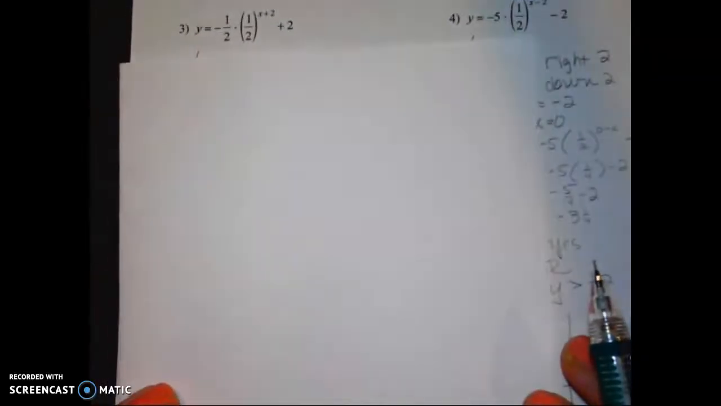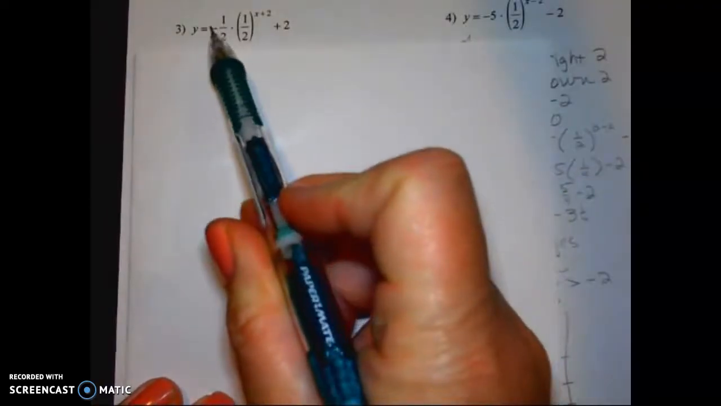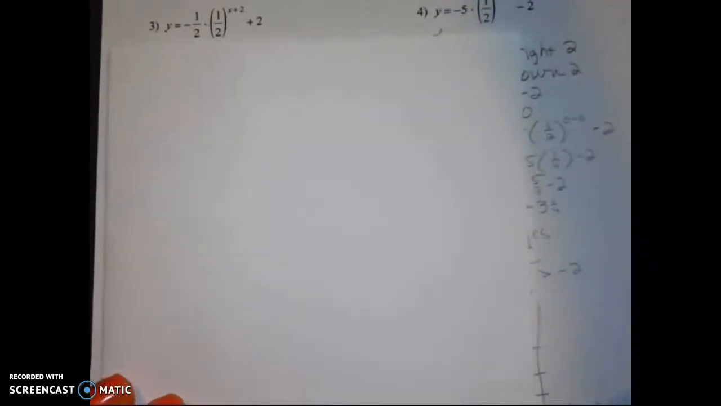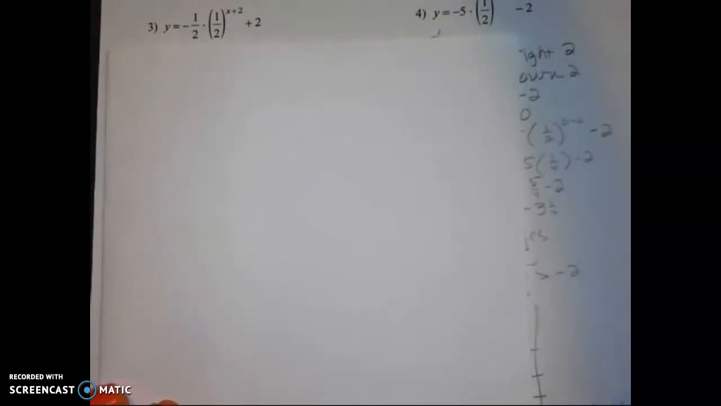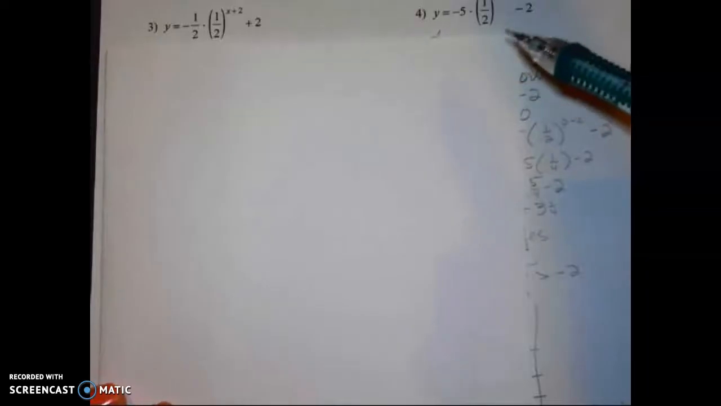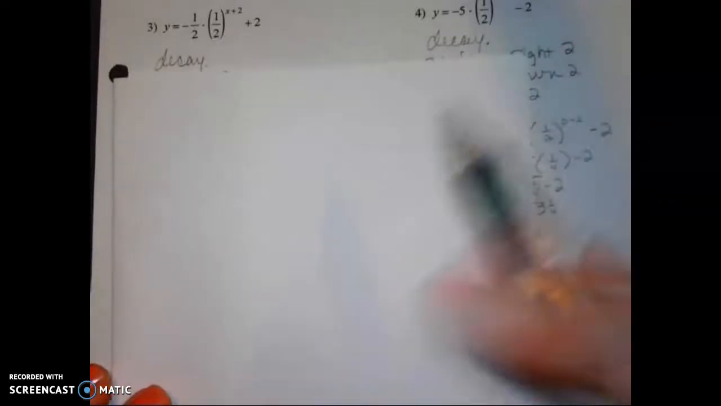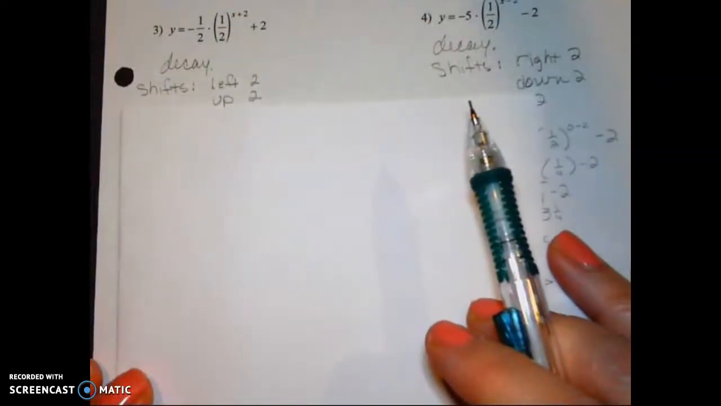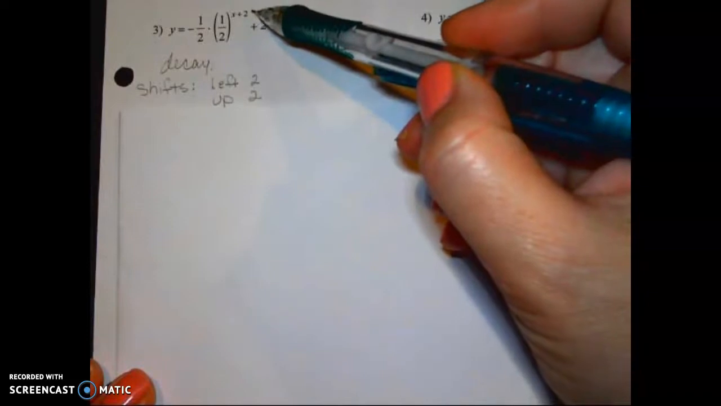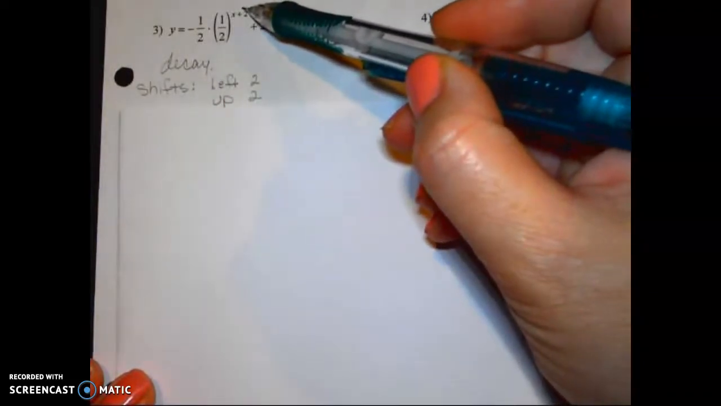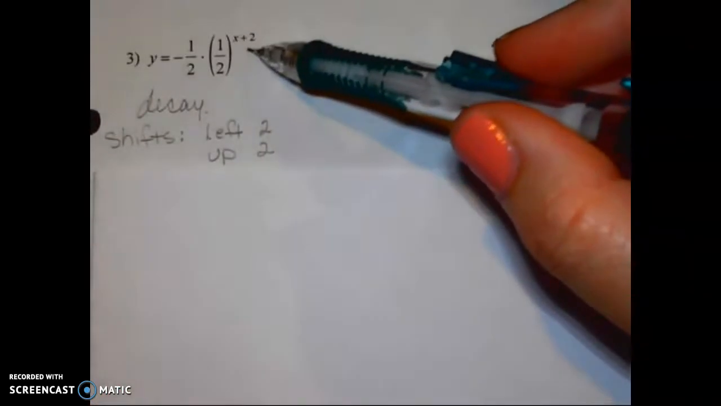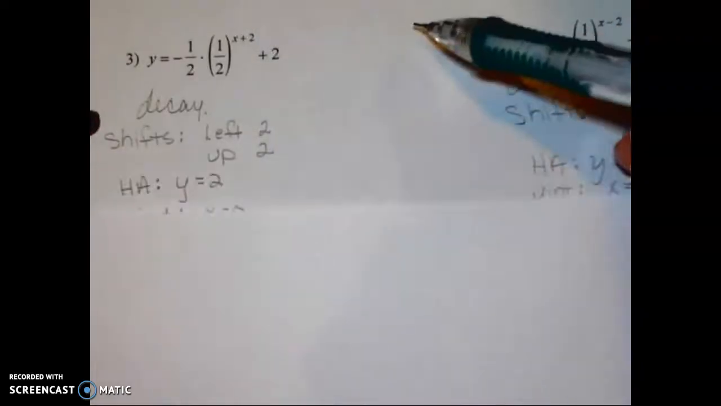Okay. Now these are a little different because you see the negative a right here. That means that there's going to be a flip over the horizontal asymptote. The way that we work with this is we know that it's decay because I have a fraction right here. It shifts left 2, up 2. It's a positive 2. Remember how we always had to change that sign? We are not going to be that guy. We're going to make sure that you change the sign here so it becomes a negative 2. That means left 2 and up 2.